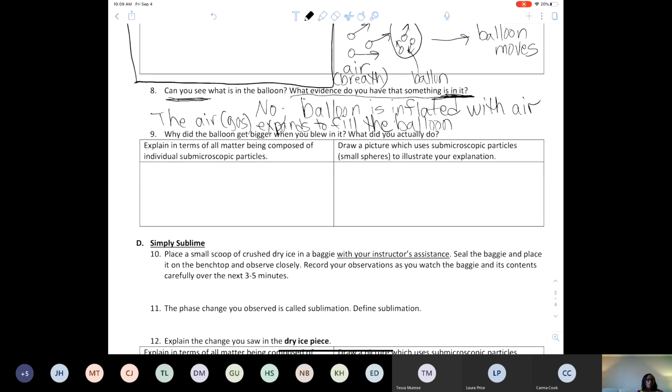So why did the balloon get bigger when I blew into it to inflate it? Because you were forcing gas into it. Right. I just transferred the air from my mouth to the balloon. And because air is a gas, it has kinetic energy. It can move from my mouth into the balloon. And then by tying off the balloon, I'm trapping that air in the balloon. So tie the balloon to trap the air inside.